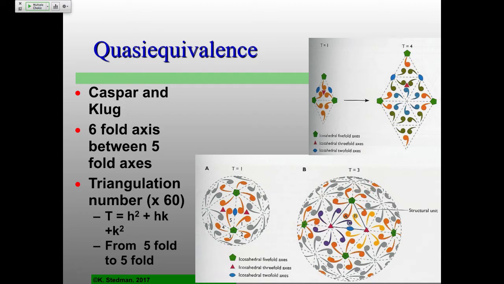This is a T equals 12 icosahedron based on the individual subunits. You can come take a look at it later. It's 1, 2, 1, 2. So h is 2, k is 2. Let's look at a real example.